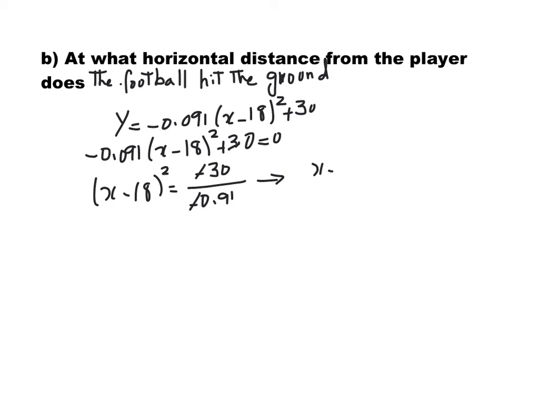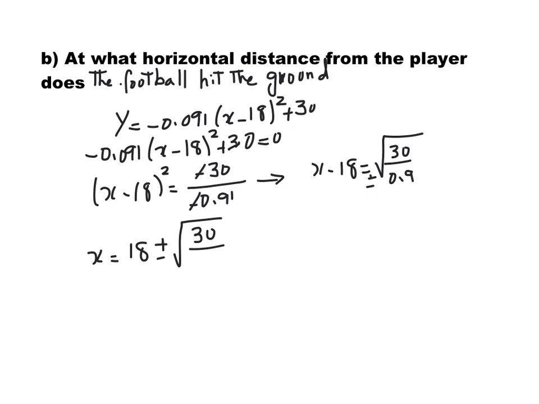I get x minus 18 is equal to plus or minus the square root of 30 over 0.091, because I take the square root. So x is equal to 18 plus or minus the square root of 30 over 0.091. There was a mistake here. This is 0.091.